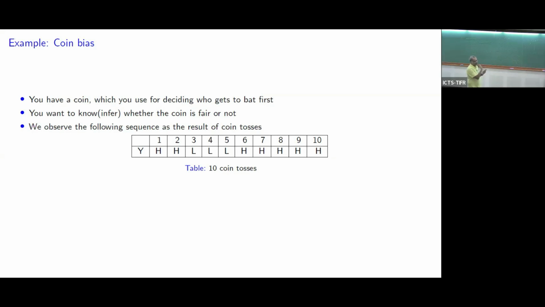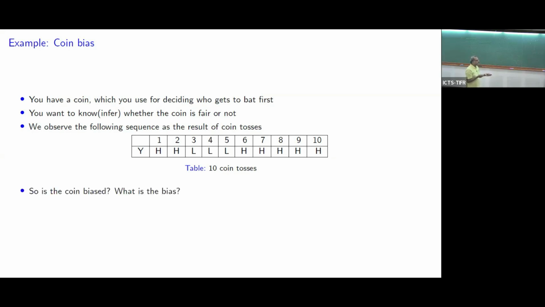Maybe if you look at many more such tosses, you will see that the fraction of time the heads is coming up is like 0.6, the fraction of time the tails is coming up is 0.4. Do you still think the coin is fair or not? It is close to 0.5.